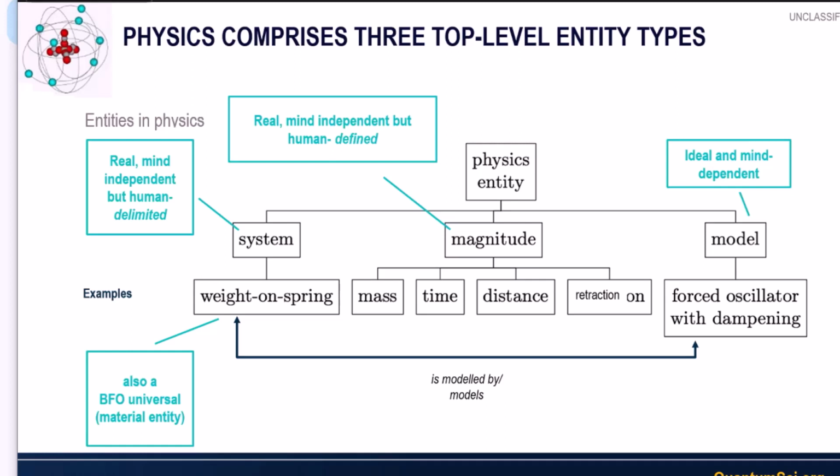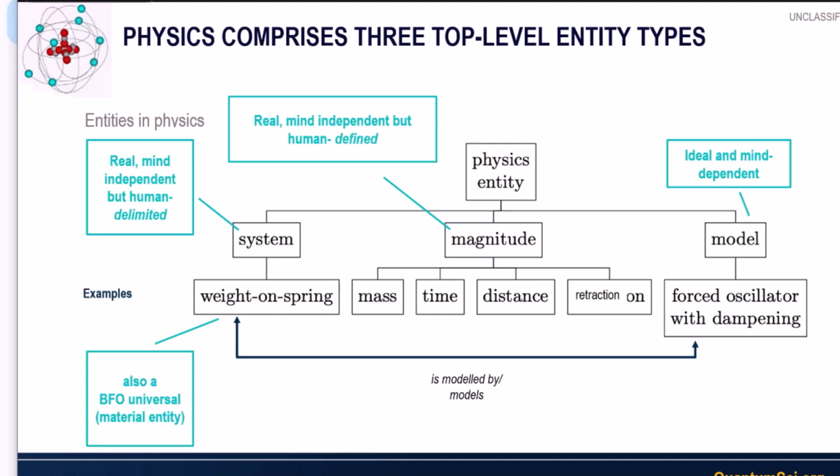And then we have the model, which is of course an ideal and mind-dependent entity. And here, for example, we have the forced oscillator with dampening, which is one of the most important models of classical mechanics, which models the weight on a spring. So here you see now how it becomes possible to organize the entities of physics in a perfect way, so that there are no misunderstandings, that it becomes totally clear what they mean, and that also different scientific communities can interact.